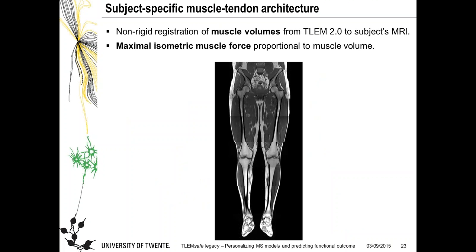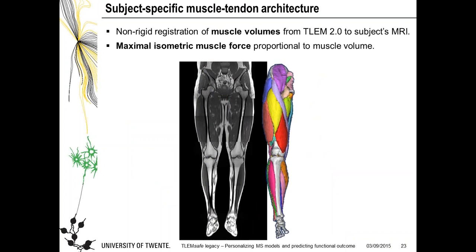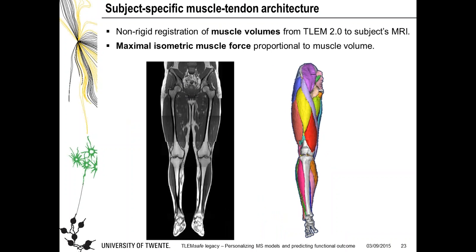For subject-specific muscle tendon architecture, we firstly applied a non-rigid registration from the TLEM 2.0 template to the MRI of the subject to automatically calculate muscle volumes. Muscle volumes are really important because they are directly correlated with the maximal isometric muscle forces that are used in the model.